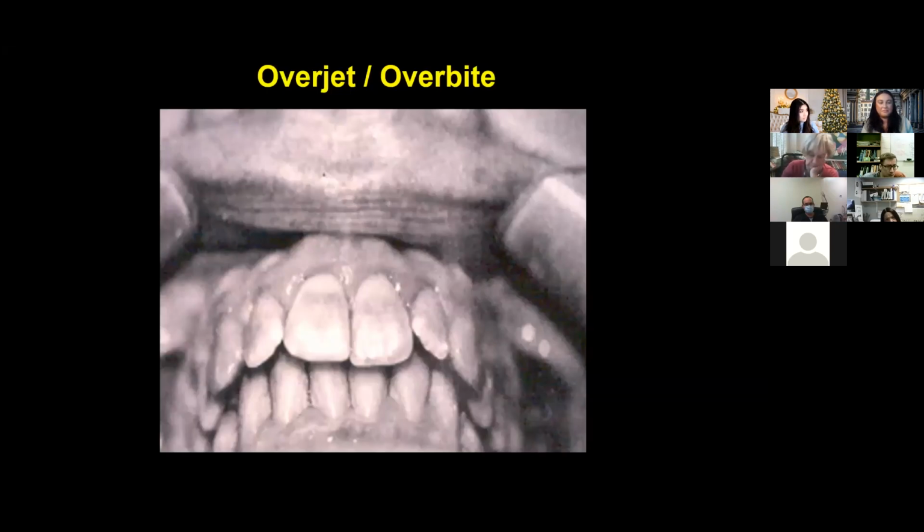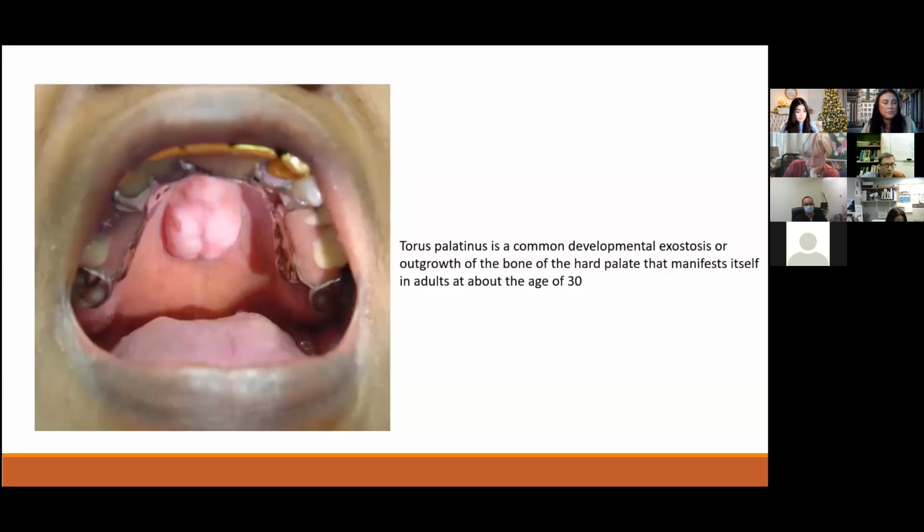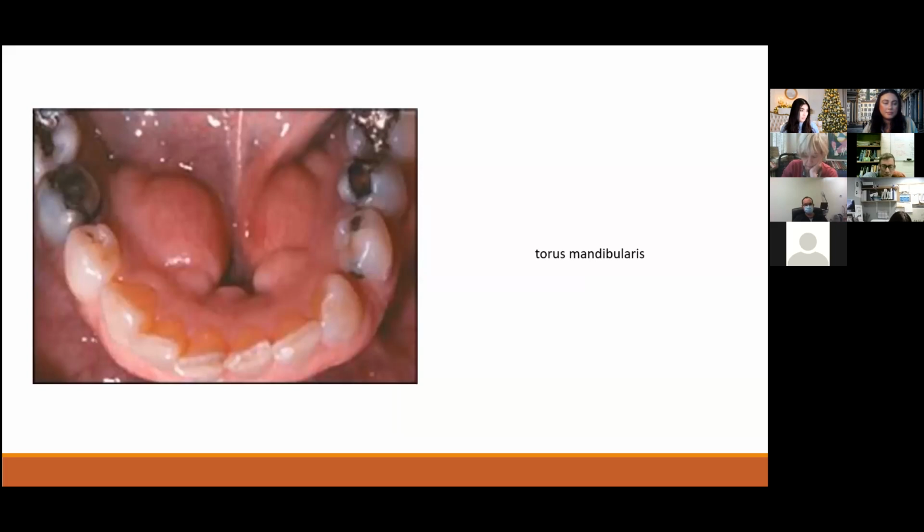You can see this, or it can be suggested, if you see significant overjet or overbite, that would suggest that perhaps the mandible is set back a little far, and there may be some upper airway compromise from that. Tori, sometimes people don't even know they have these. This is an example of a fairly large torus, and this can cause turbulent flow and decreased upper airway circumference, leading to apnea. And this can also have treatment implications, particularly if you wanted to use an oral appliance or something.